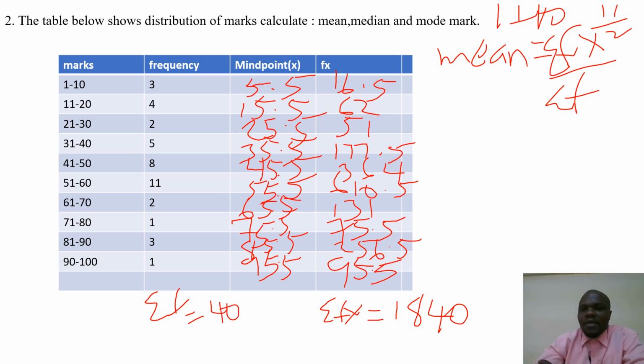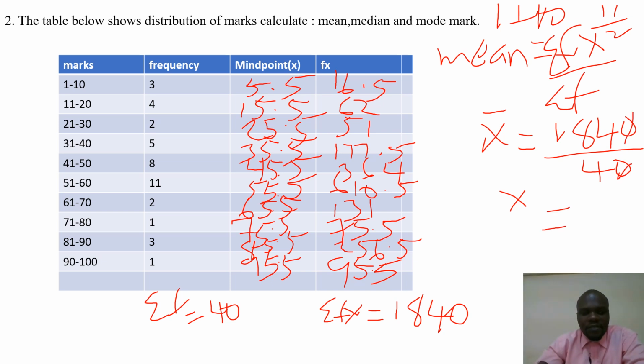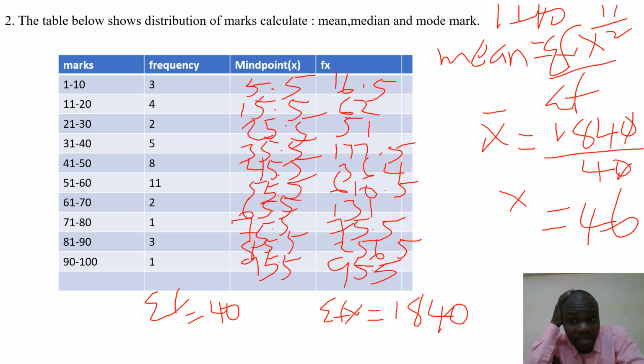So now our mean here we can say is equal to 840 divided by 40, and this gives us a mean equivalent to 46. So that is how you can get the mean of the grouped data.